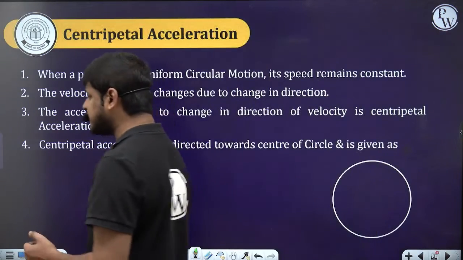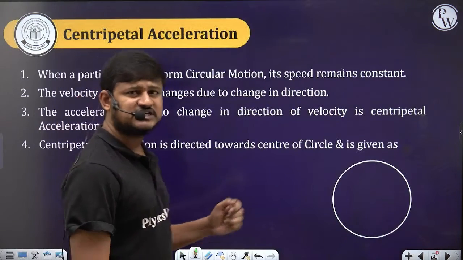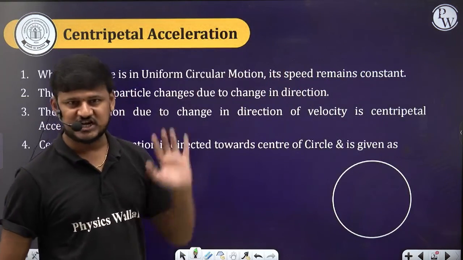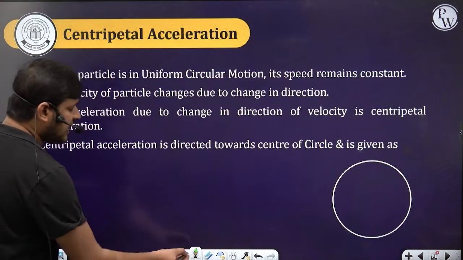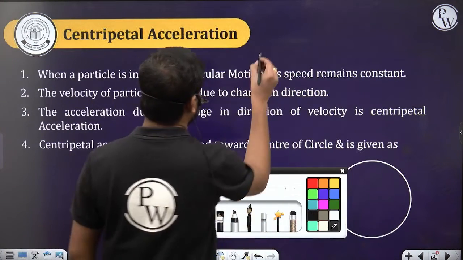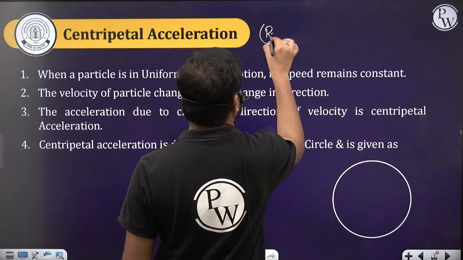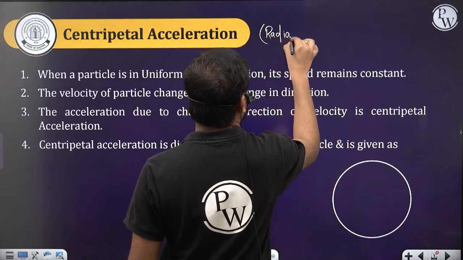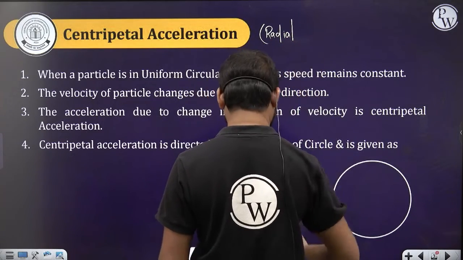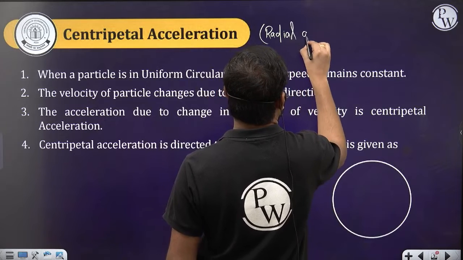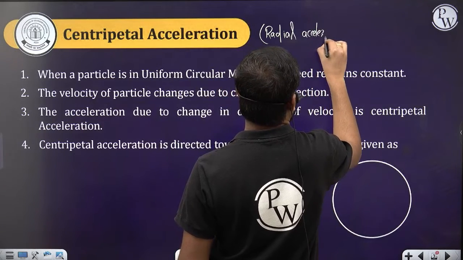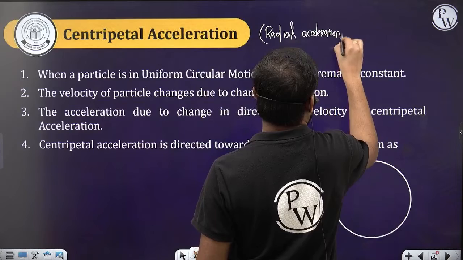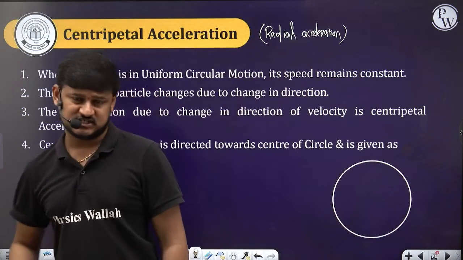So first, let's understand what is the centripetal acceleration and what is the tangential acceleration. This centripetal acceleration is also called the radial acceleration because it always acts along the radius. Radial acceleration, which acts along the radius. Okay, so what is centripetal acceleration, sir?